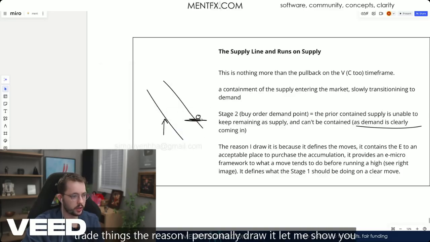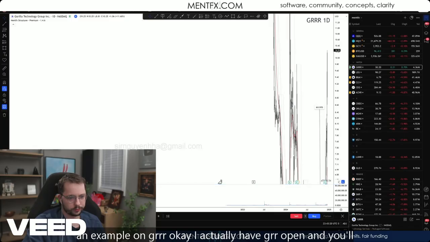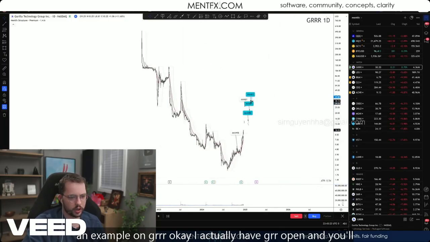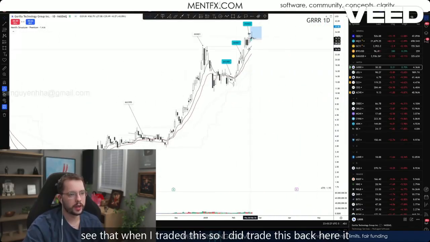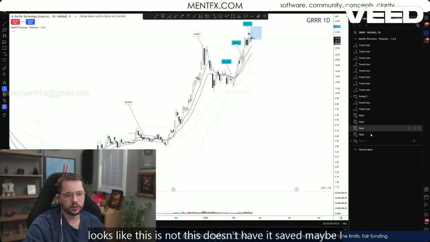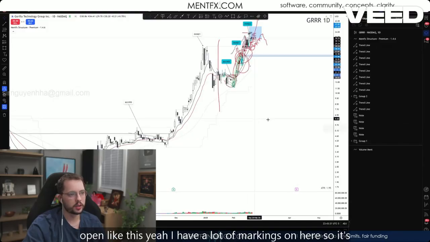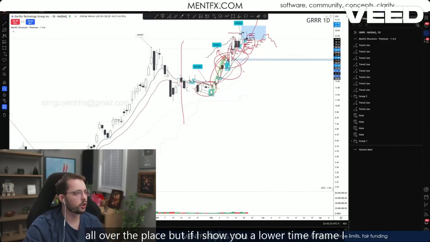So the reason I personally draw it, when I'm actually analyzing charts myself, when I'm looking to trade things, the reason I personally draw it, let me show you an example on GRR. Okay, I actually have GRR open, and you'll see that when I traded this, I did trade this back here. It looks like this doesn't have it saved. Maybe I open like this. Yeah, I have a lot of markings on here, so it's all over the place.